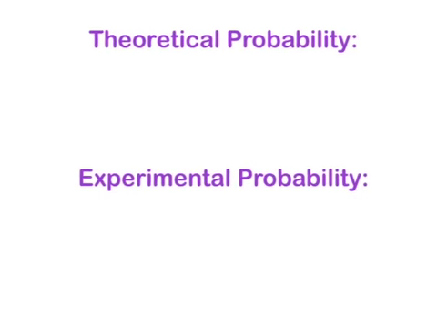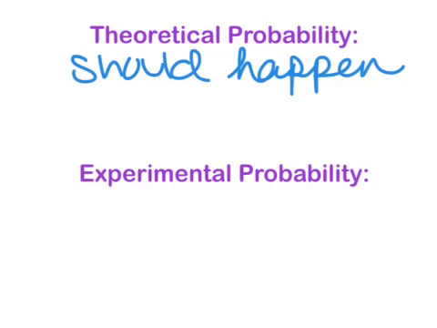So I want you to write should happen, because think about when you are rolling a dice. Theoretically, you should have a 1 out of 6 chance every time you roll the dice. But if you roll a dice 6 times, do you get a 1, a 2, a 3, a 4, a 5, and a 6? No, that never happens, but it's what should happen, so that's your theoretical probability.